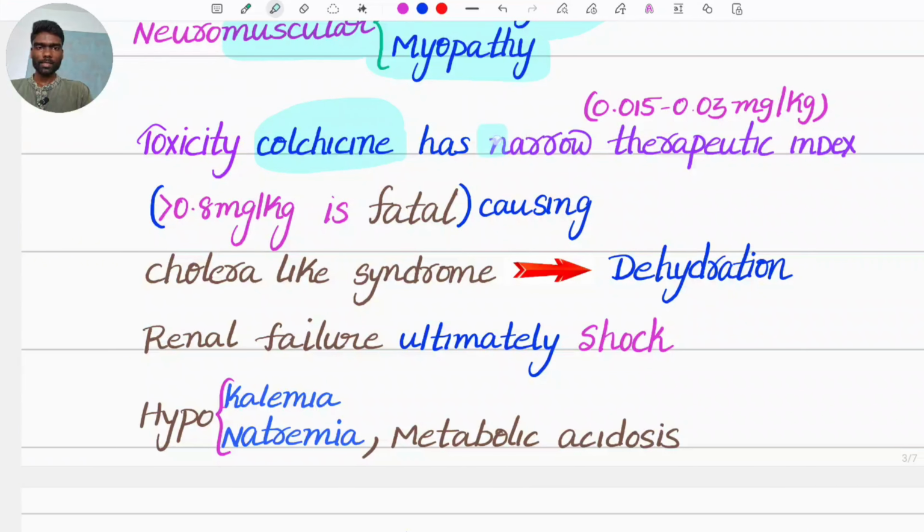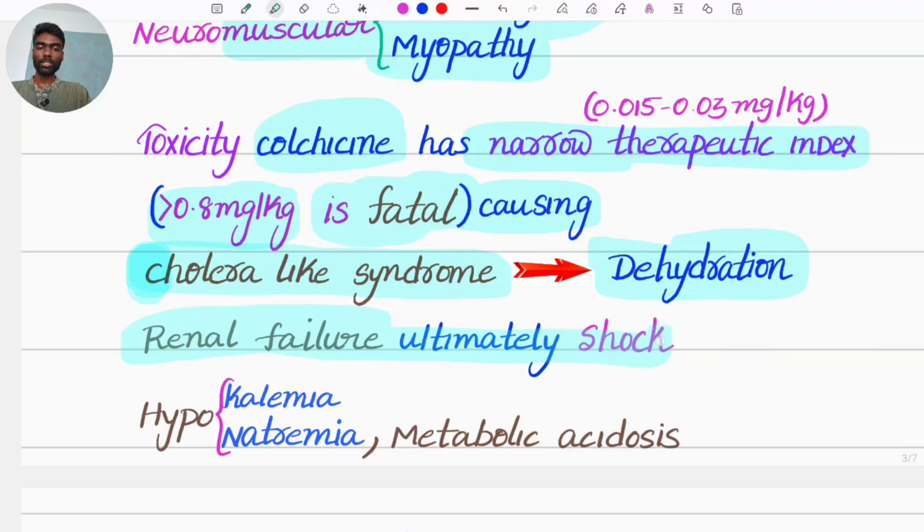Colchicine has a very narrow therapeutic index. If taken more than 0.8 mg per kg, it is fatal, causing cholera-like syndrome. C for colchicine, C for cholera-like syndrome. In cholera, there will be profuse diarrhea leading to dehydration, renal failure, ultimately shock.